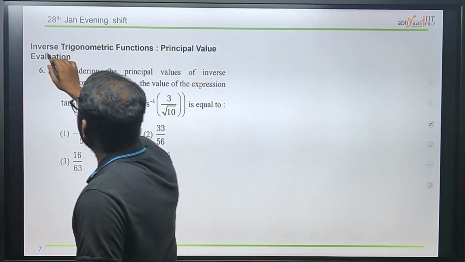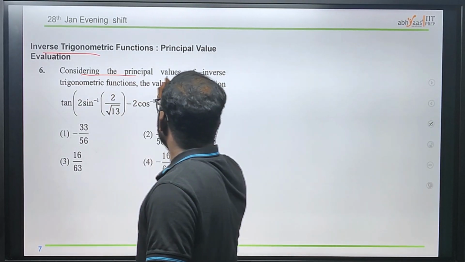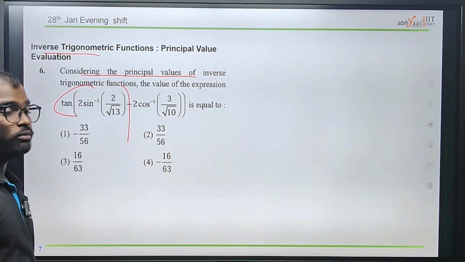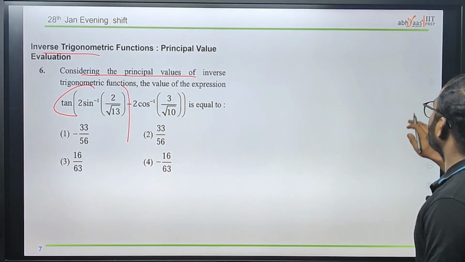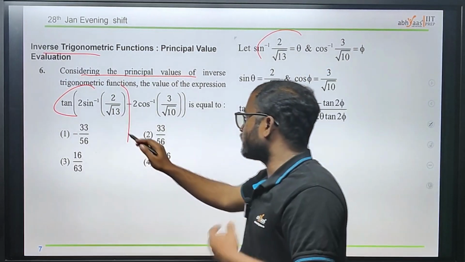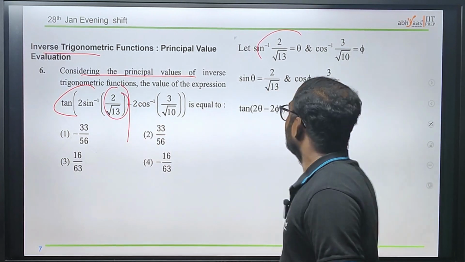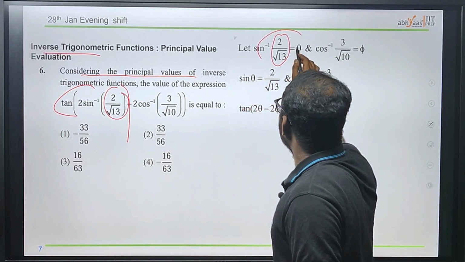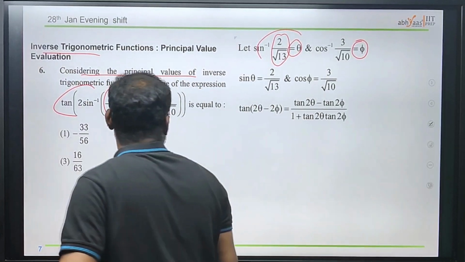Next, we have inverse trigonometric functions, on the basis of principal value evaluation. Considering the principal value of the inverse trigonometric function, we have the expression tan of 2 sine inverse of 2 by root 3 minus 2 cos inverse of 3 by root 10, which is equal to what. We need to use the interval of sine inverse and cos inverse and convert the expression. Since they already gave 2 by root 3, we can take sine inverse equal to theta and cos inverse equal to phi, so we can easily find sine theta and cos phi.